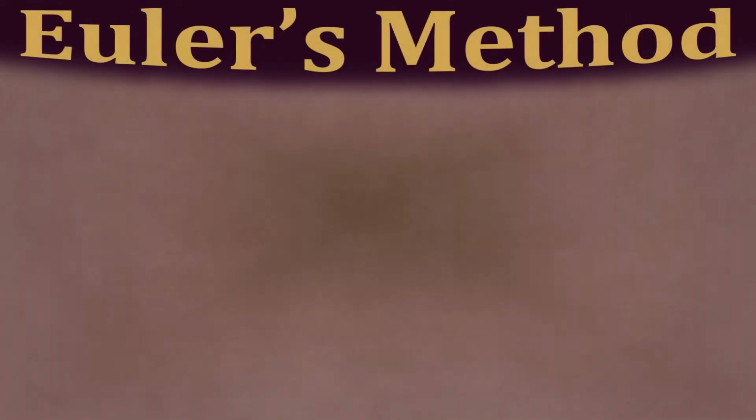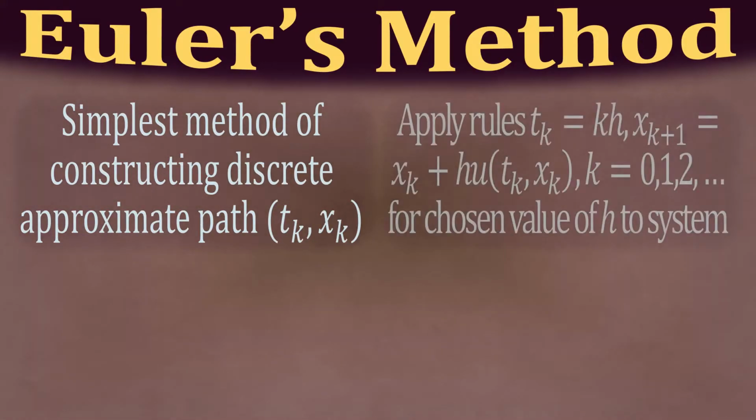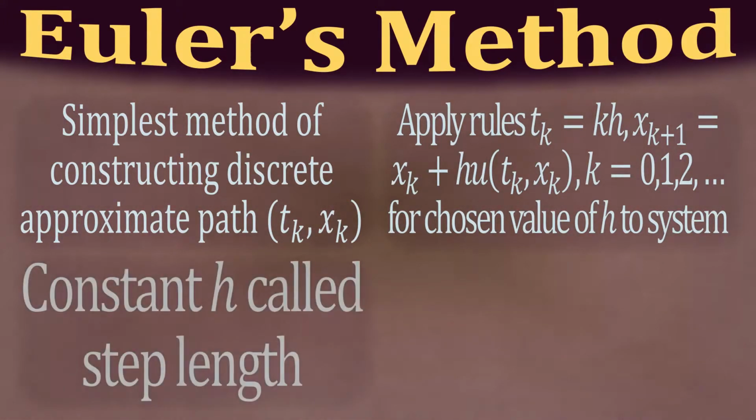Now, let's move on to discussing Euler's method. This is the simplest method of constructing the discrete approximation path (tk, xk). We apply the rule tk equals kh, x(k+1) equals xk plus h times u(tk, xk) for k going from 0, 1, 2, etc. for the chosen value of h to the system. The constant h is called the step length.